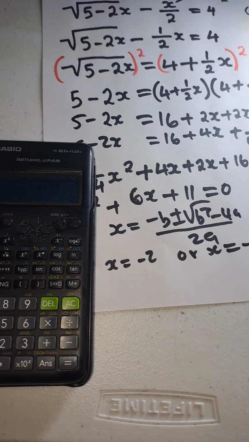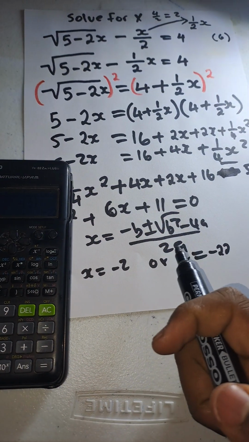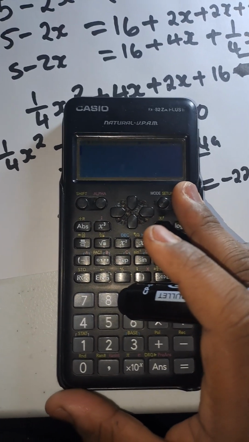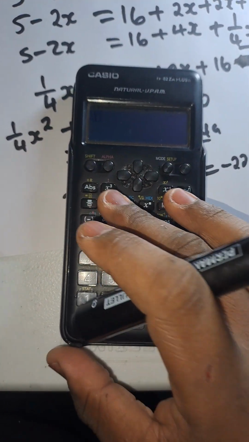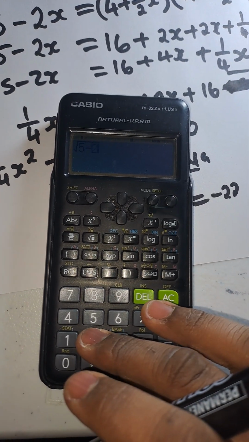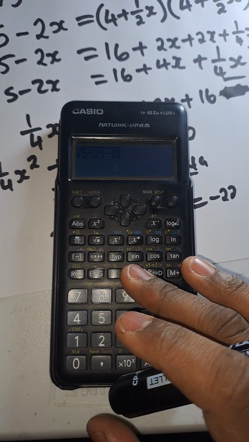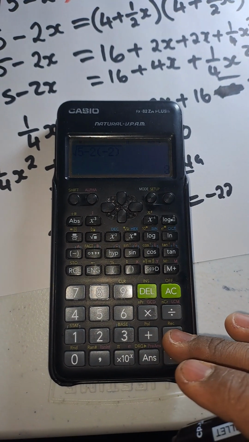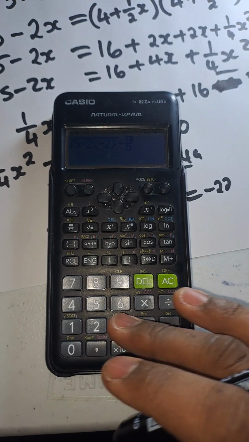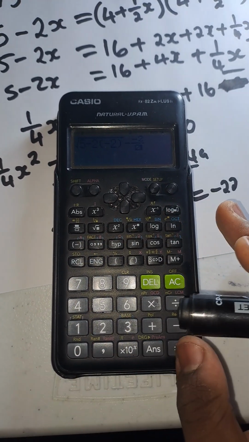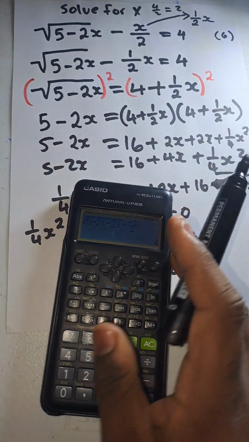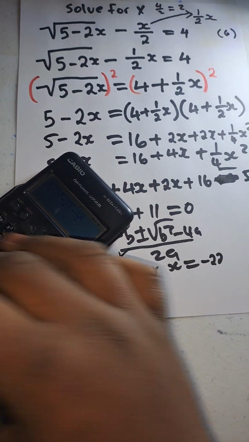So now we are not done. Here we have 5 marks out of 6 marks. There's one step remaining. The last step is to confirm your answer by substituting. I have the square root of 5 minus 2x, so it is 5 minus 2 times x, where there's x I put my minus 2 that I got, right? And then I have minus x over 2, so I put minus minus 2 over 2. What is it giving me? 4. As you can see, my equation also equals 4, so I'm still safe when using my minus 2.